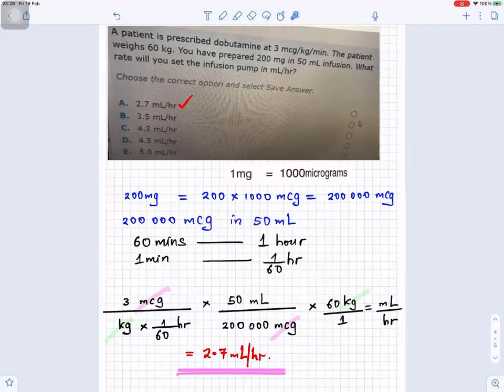What the units will tell you is that the micrograms at the top will cancel with these micrograms. That will disappear. The kilograms there will disappear with those kilograms. What are you left with? You're left with milliliters and hours, which is what you want, milliliters per hour. So you will do 3 times 50 times 60 and get the answer, and you will do 1/60 times 200,000. When you divide them, you get 2.7 milliliters per hour.